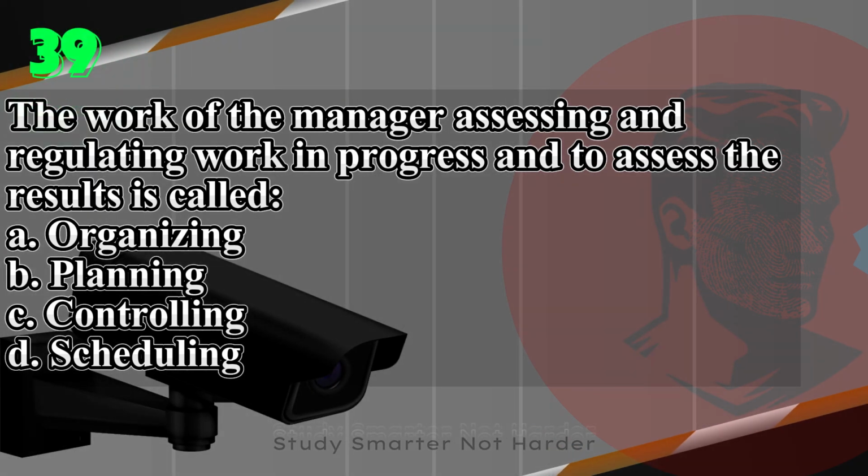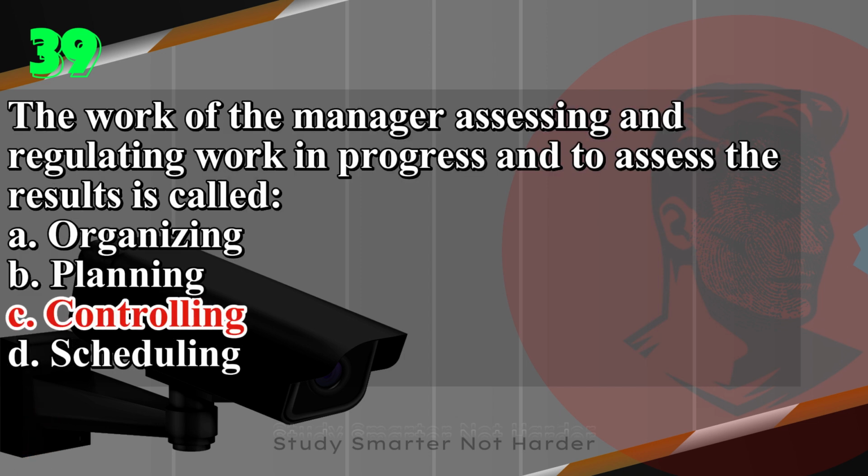39. The work of the manager assessing and regulating work in progress and to assess the results is called A. Organizing, B. Planning, C. Controlling, D. Scheduling. Answer: C. Controlling.